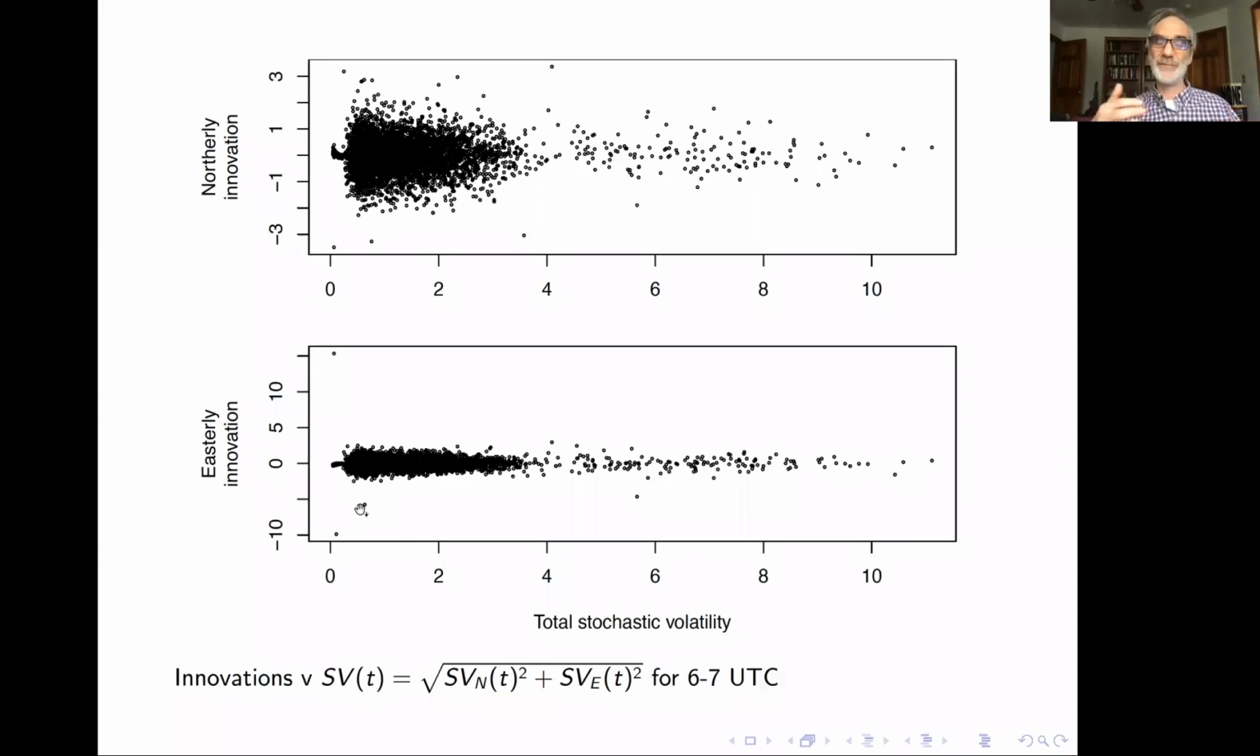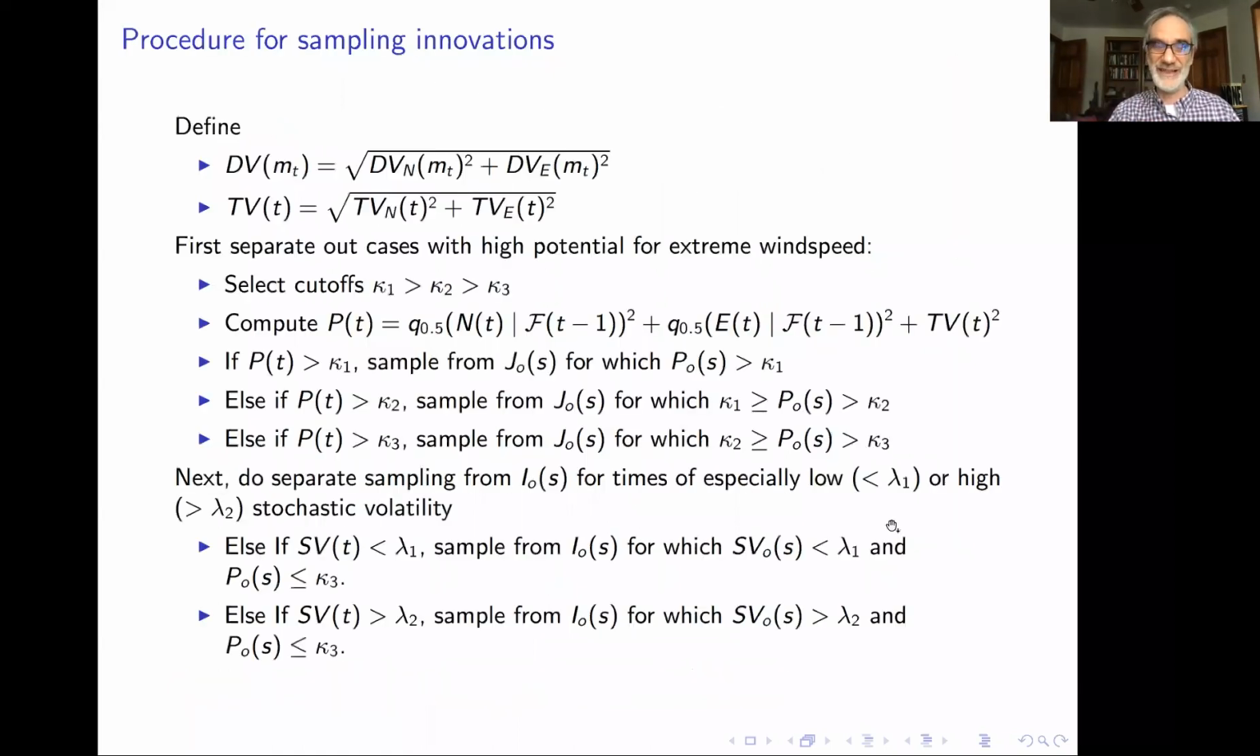The things that would cause trouble in simulation mode is, suppose I sampled this innovation, and then I sample it at a time when the stochastic volatility is out here. When these innovations get turned back into an actual change in the wind vector, the innovation gets multiplied by this number. If I multiply this number, which is about 15, by 10, I get 150. So I'm saying that the wind vector is going to change by 150 meters per second. That's not really going to work. So I really need to do some more stratifying of the innovations before I can do this sampling scheme.